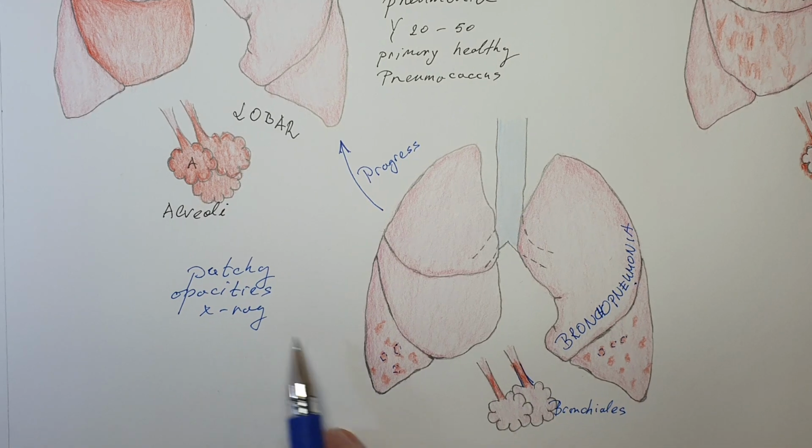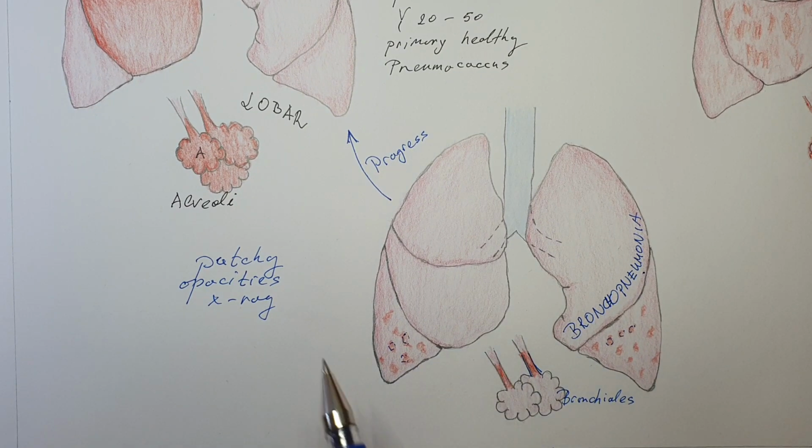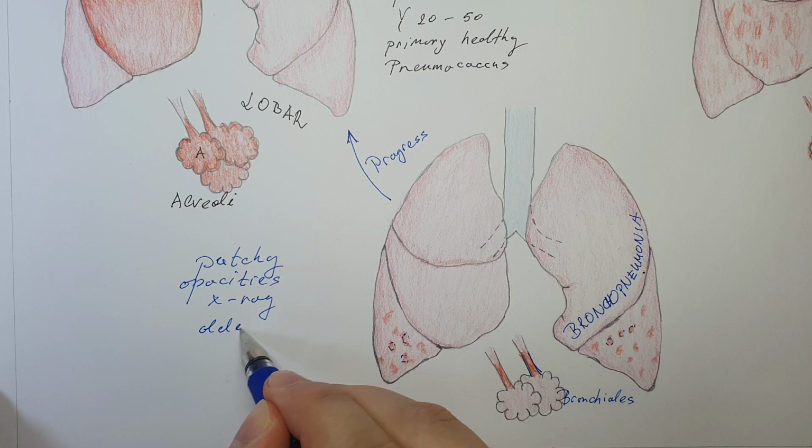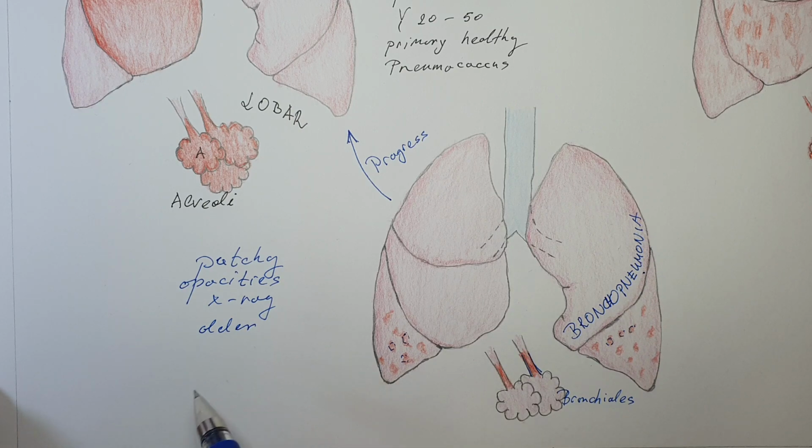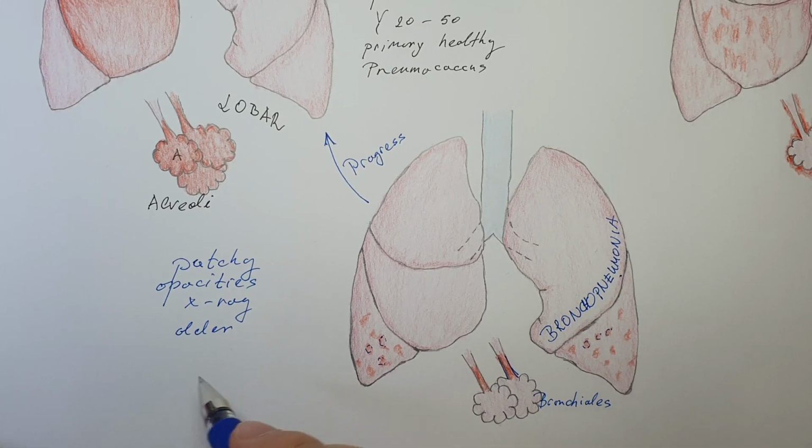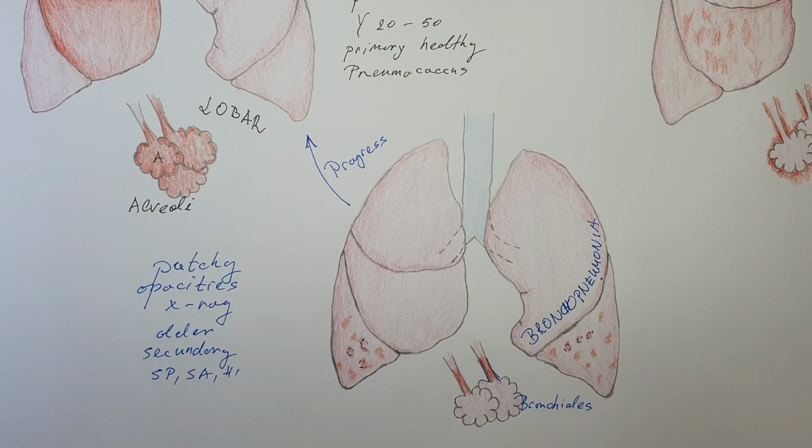So these bronchopneumonias we see in older people, and most of the time they are secondary. So these patients have already some underlying sickness, risk factors, and so on. It is also caused by Streptococcus pneumoniae, but also by other bacteria like Staph aureus or Haemophilus influenzae. This is the basic thing about bronchopneumonia.